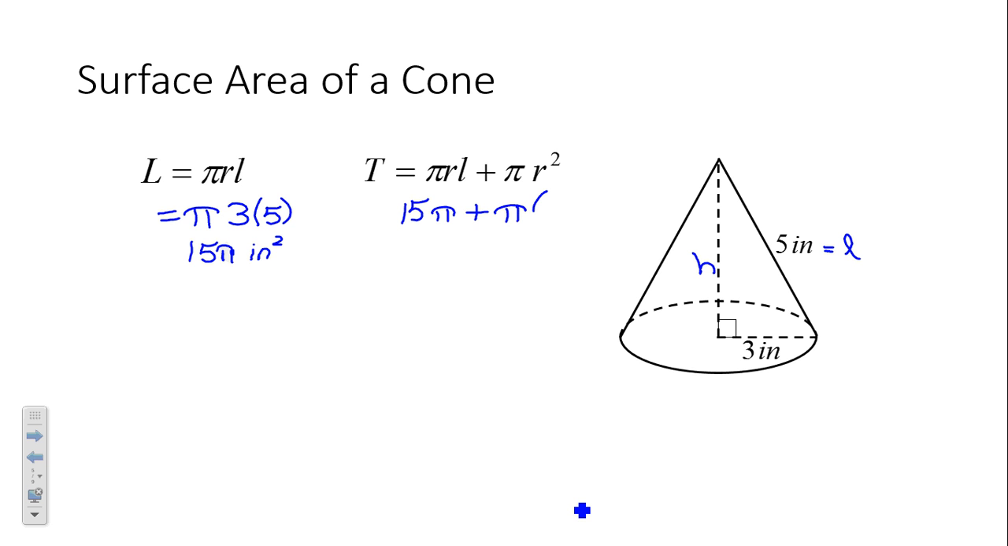So 3 squared is 9, so 15 pi plus 9 pi gets us 24 pi. They're like terms. They both have pi's in common, so we can add the numbers in front and write the pi behind it. Questions on this one? All right, let's do, oops.